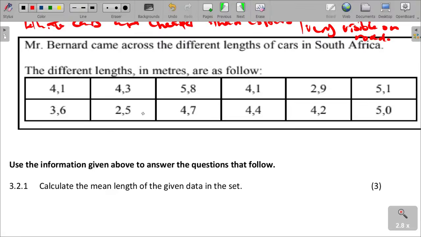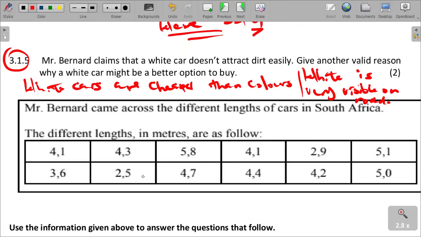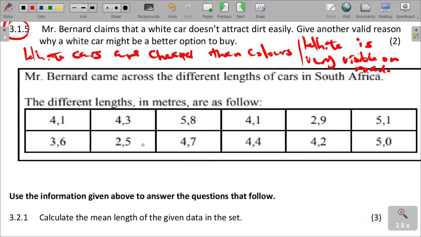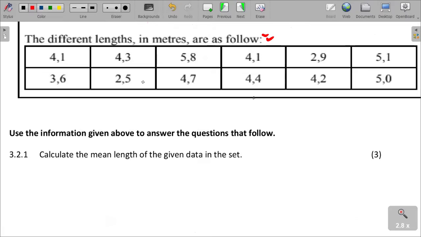Let's look at the next question. Mr. Bernard came across different lengths of cars in South Africa. The different lengths in meters are as follows. These are the lengths of cars that are given in meters. So use the given information above to answer the questions that follow.